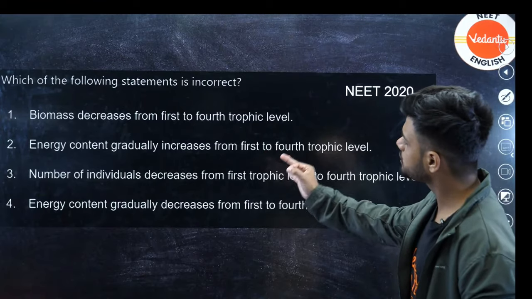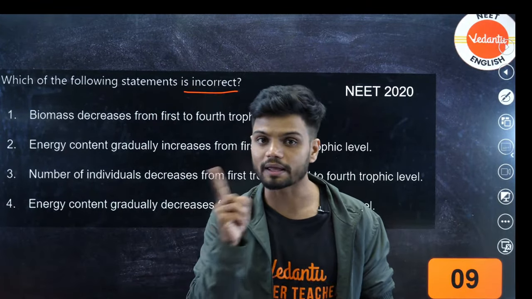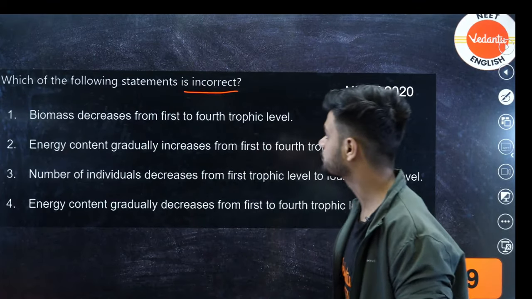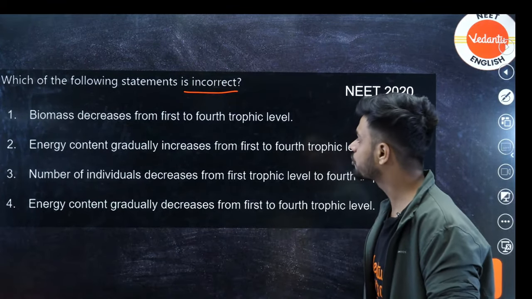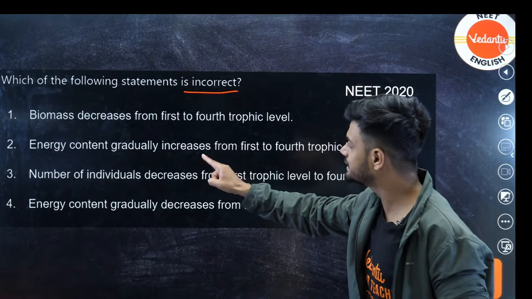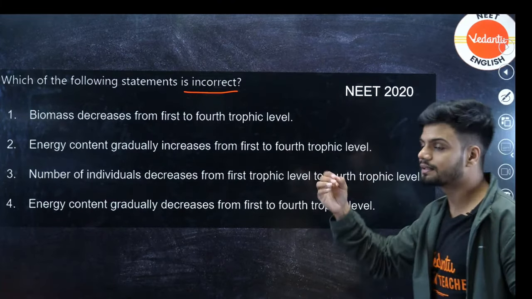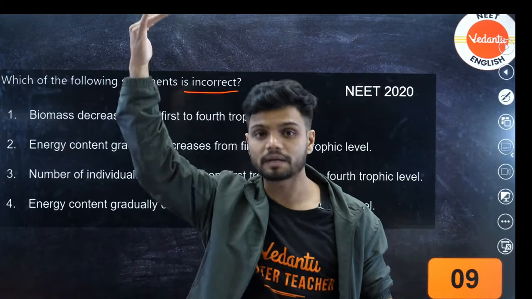Are you able to solve all the questions? Ninth question. Which of the following statements is incorrect? Are you noticing a pattern? They're asking you incorrect options more than correct options. Biomass decreases from the first to the fourth trophic level. Energy content gradually increases from the first to the fourth trophic level. Does the energy increase from one trophic level to the next?